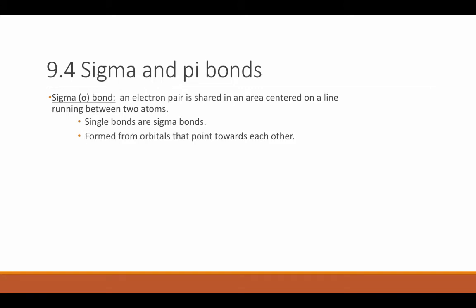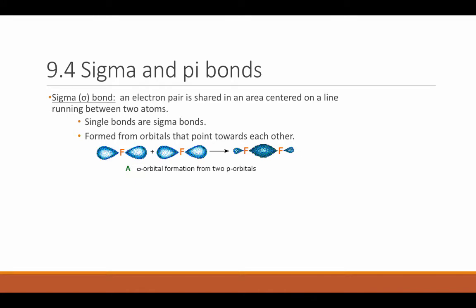They're formed from orbitals that point towards each other, as shown here. Here, our two fluorine atoms have their p orbitals overlapping, and the electrons exist between the nuclei of the two atoms to form the bond.